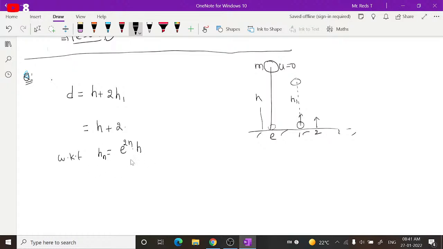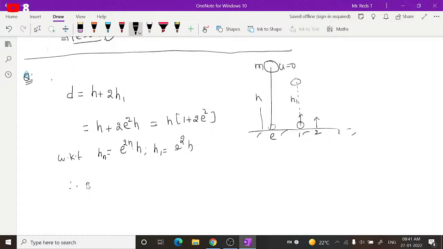That means h1 is equal to e power 2 into 1, that is e squared h. After the second collision, how much height? Here h2, then you substitute n equal to 2, so 2 into 2 becomes 4, so it is e power 4 h. Here h is common. You take this out, then we get h into 1 plus 2e squared. So this is the total distance traveled.